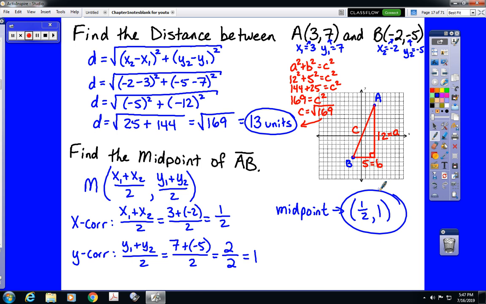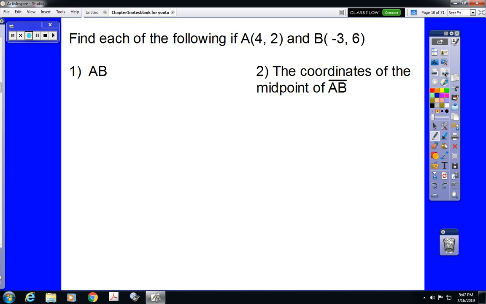Let's do another example of distance and midpoint. Just one more example for the record. And here it is. Find each of the following if A is located at 4, 2 and B is located at negative 3, 6. So notice that it doesn't say the length of AB or the distance between A and B. It just says notation AB, which means the length of segment AB, right? Or the distance.